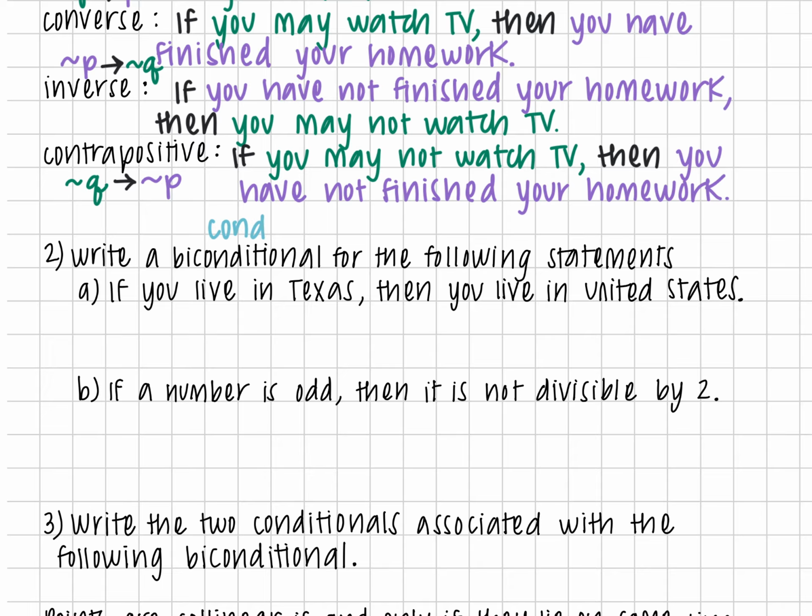So I'm going to write conditional is going to be true. And my converse has to be true. So I need to look at the statements that are provided, and if that is going to happen, if my conditional and my converse are true, I will combine them into one phrase that will include if and only if.